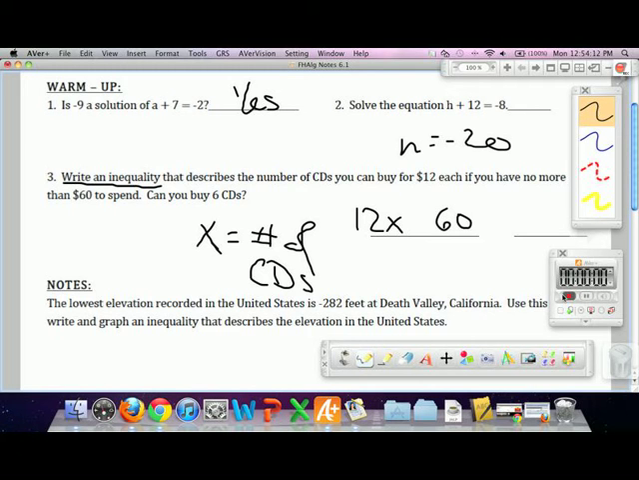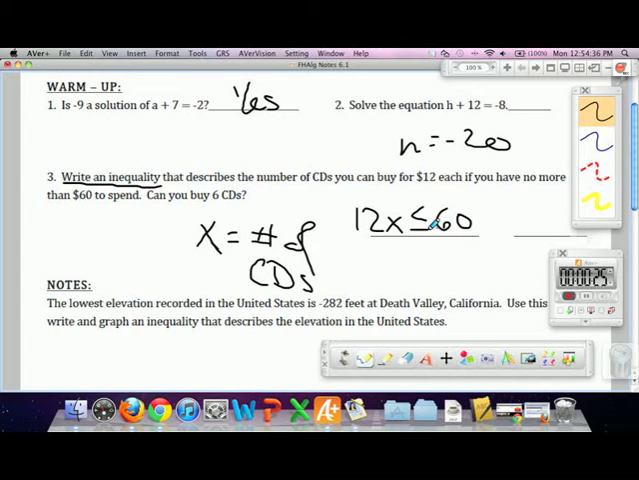What if I say x is the number of CDs, and I say the amount of money I spend is 12 times that, and I am comparing it to $60. Which one of those two is going to be bigger? 12x or 60? 60. Could it be equal to 60? Yes. Okay. So that would be an example of an inequality you could write.